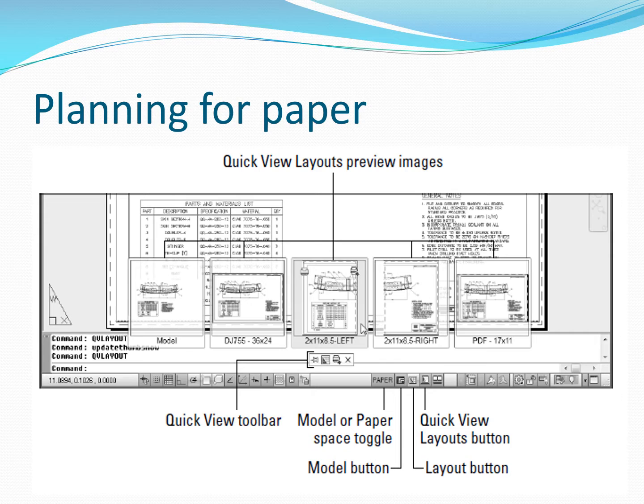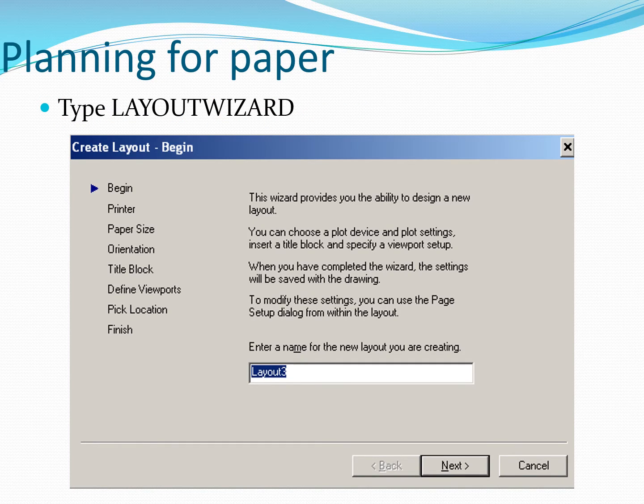Okay, so planning for the paper is about how you set up the paper. First, you must identify the quick view toolbar, the paper model of the paper, and then the model button and the layout button here, the quick view layout button. Okay, so we go to how to set up the layout wizard.